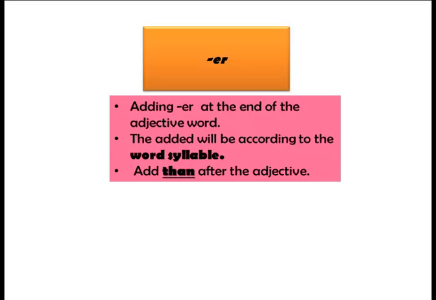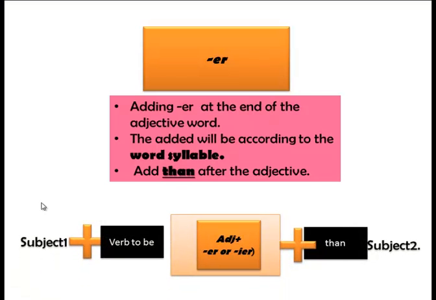I will show you now a general form for it. Subject 1, verb to be, adjective ending with ER or IER, and the word "than" to show the comparison between subject 1 and subject 2, and then subject 2. Let me tell you when we can add ER. We can add ER to any word that has one syllable. Any word that has one syllable, we can add ER.